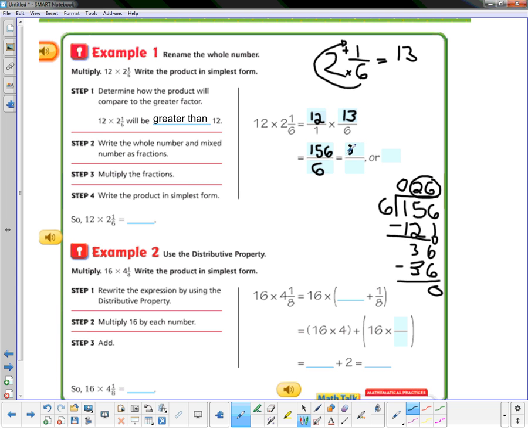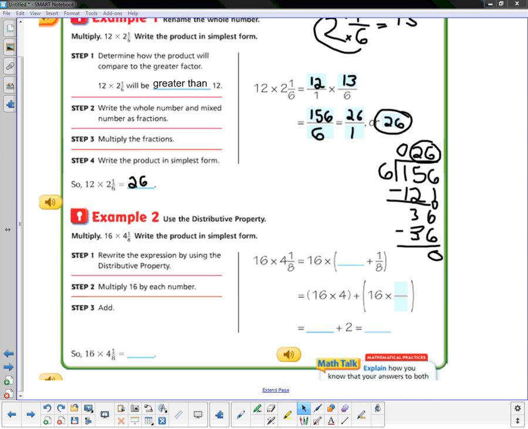So, or this could be 26 over 1 if we were to simplify it, or pretty much that's just 26. So 26 is our answer. So we multiplied the fractions, we wrote the product in simplest form, and so 12 times 2 and 1/6, that's just 26. And now let's compare it back to step 1. 26 is definitely greater than 12.